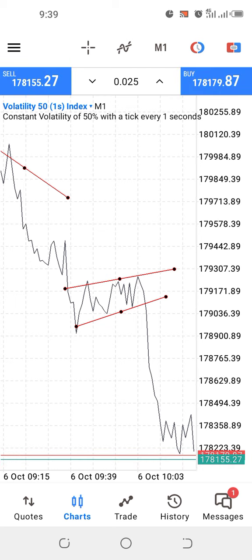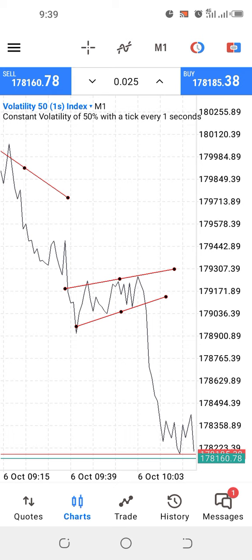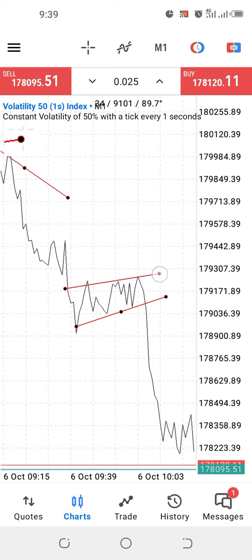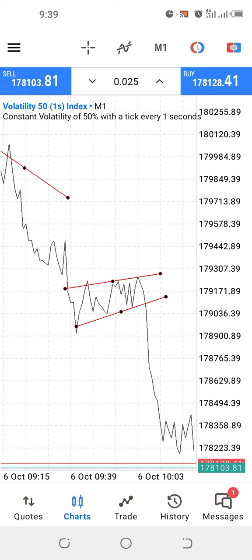But support and resistance levels either bounce or break through. It does not necessarily mean it will definitely break through or it will definitely bounce back. They either bounce or they break through. Wait for it to bounce before entry because it just might break through.